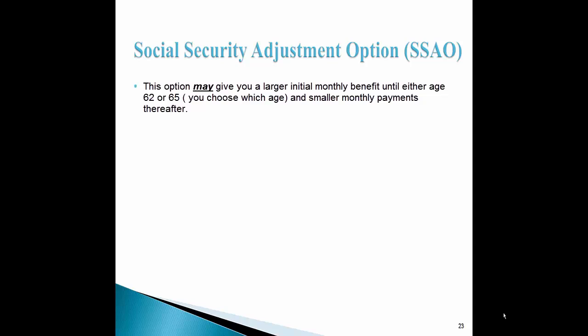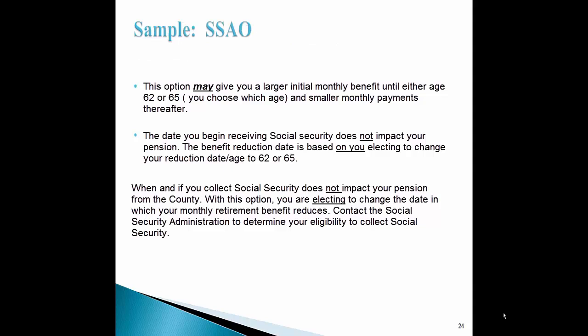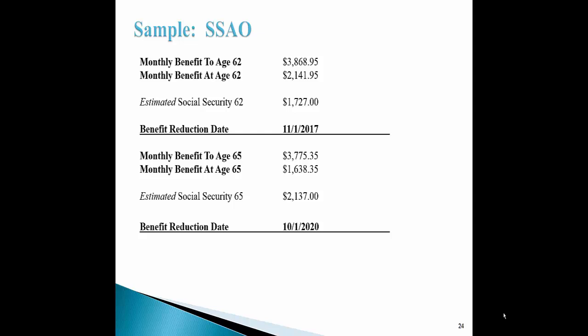At your death, payment will continue to your beneficiary if the guarantee provided for under your normal payment option form has not been exhausted. When and if you collect Social Security does not impact your pension from the county. With this option, you are electing to change the date in which your monthly retirement benefit reduces. Sample SSAO. The sample shows the monthly benefit the retiree would receive based on electing to have their benefit reduce at age 62 or age 65.